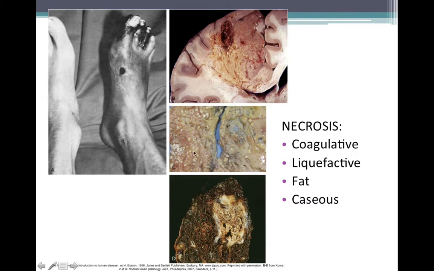That's fat necrosis. Now, caseous necrosis is common in the lungs, but can occur elsewhere too. But it forms these cheese-like deposits, kind of like a thick, clumpy cheese in tissues. And this is an example of caseous necrosis of the lung here.